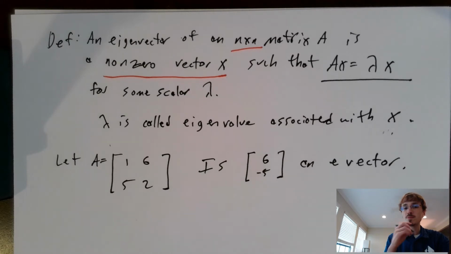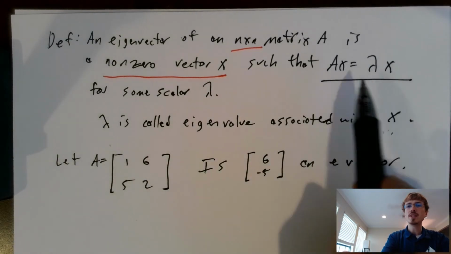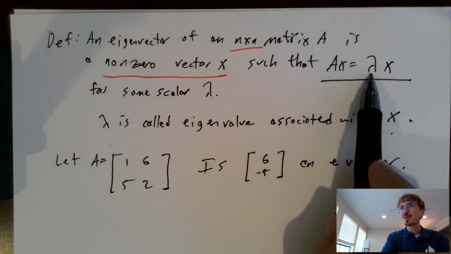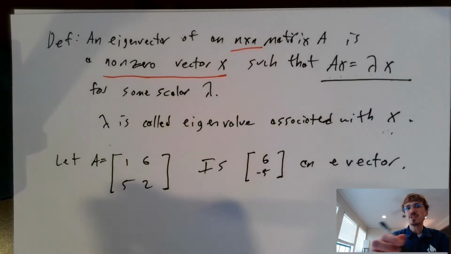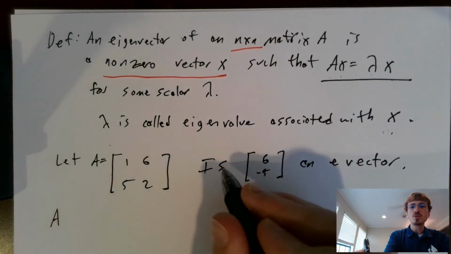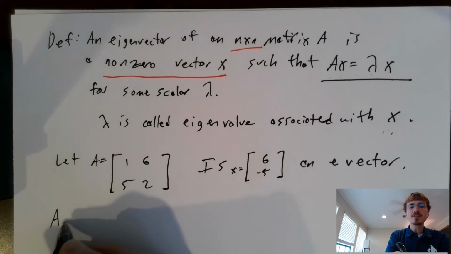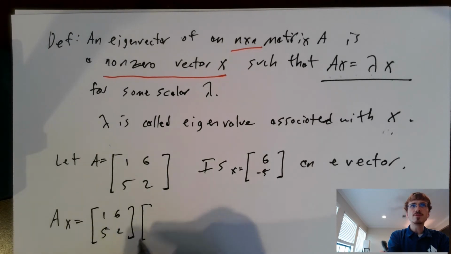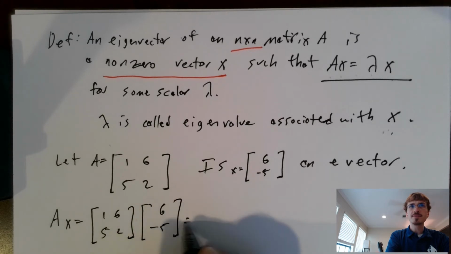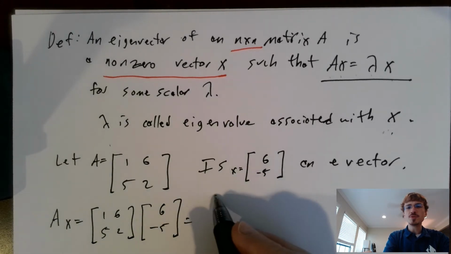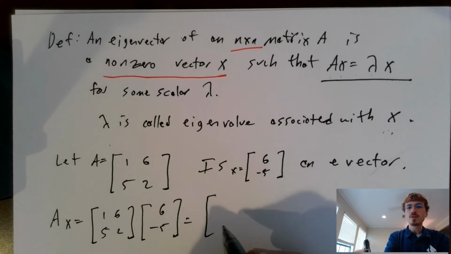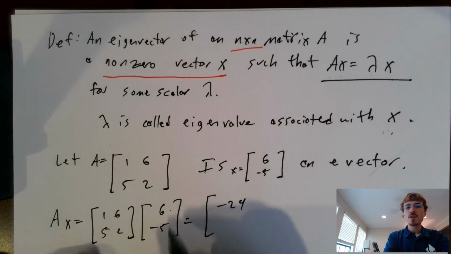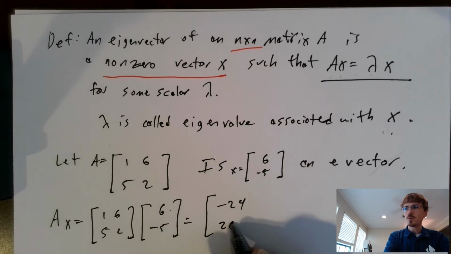So let's just compute the matrix vector multiplication. I need to look at the matrix times the vector, and it had better be some scalar constant times that vector. So let's call this vector x and compute A times x, which is 1, 6, 5, 2 times the vector 6, negative 5. This is equal to the vector 6 minus 30, which is negative 24, and 30 minus 10, which is 20.